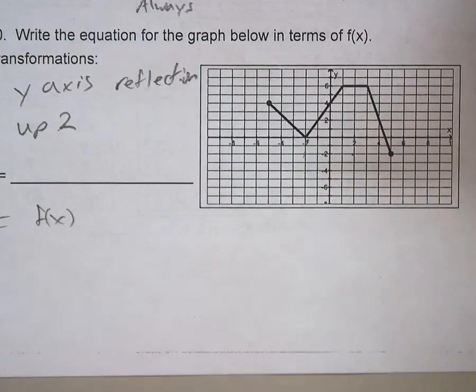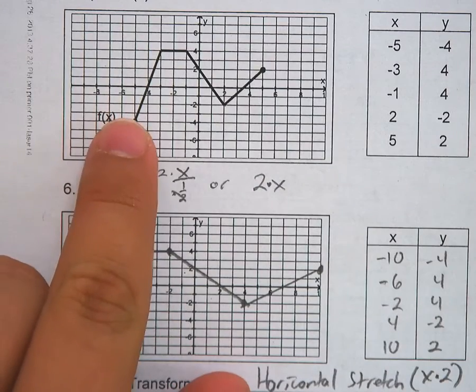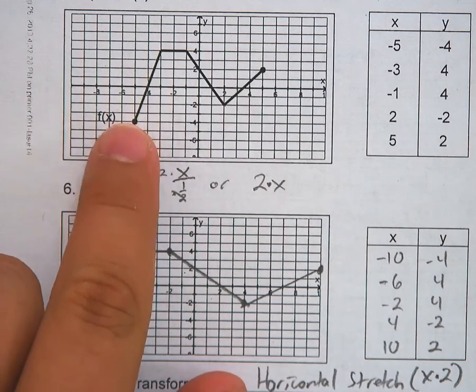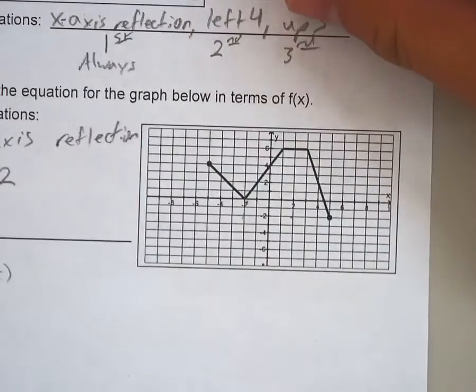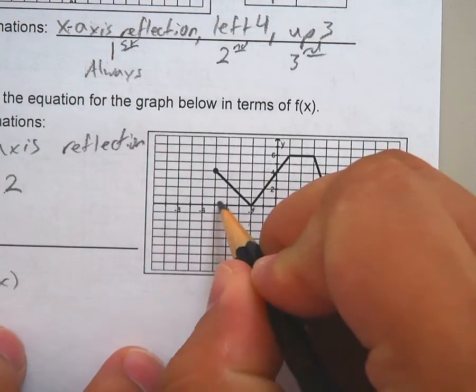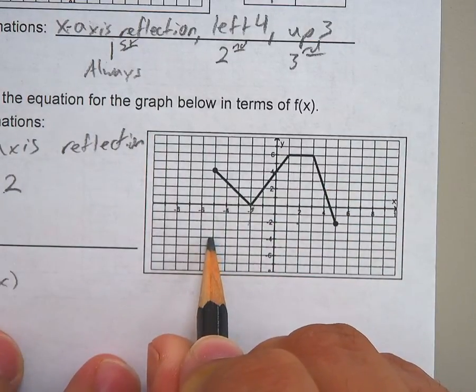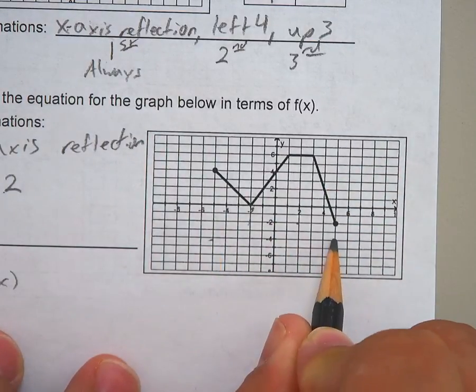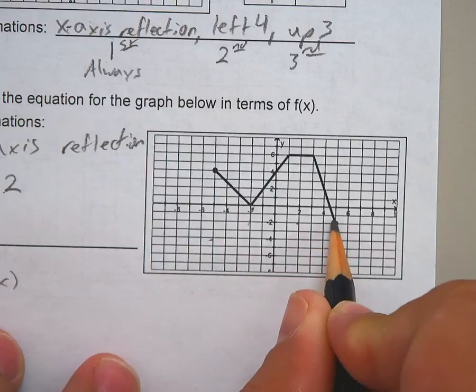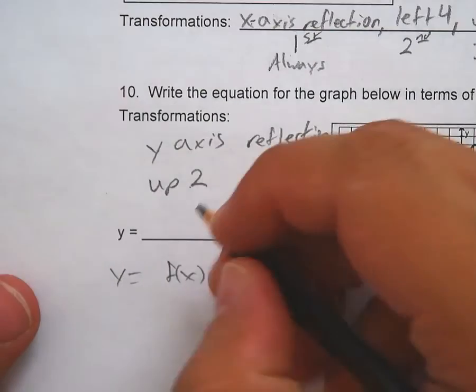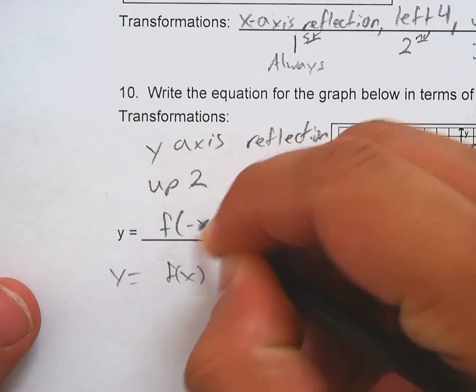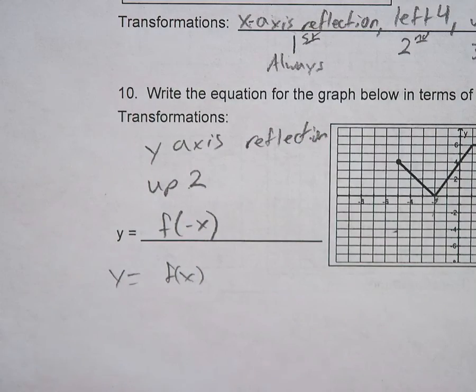So let's go to negative 5, negative 4. That's this point here. It's the starting point, so it's going to be the end point over here, basically. Negative 5, negative 4. Do a y-axis reflection, so it goes right here. Up 2, I'm on my points. So let's go ahead and write the equation for this. The y-axis reflection is negative x, and then up 2.